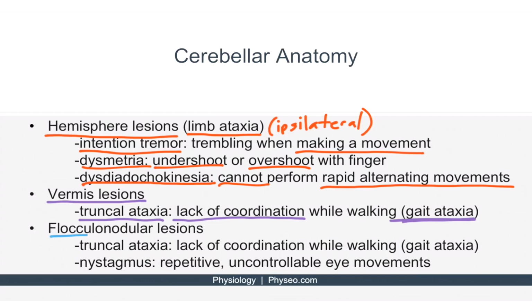And flocculonodular lesions will cause truncal ataxia, just like we mentioned with the vermis lesions, and will result in gait ataxia. But it will also result in nystagmus, which is those repetitive, uncontrolled eye movements.